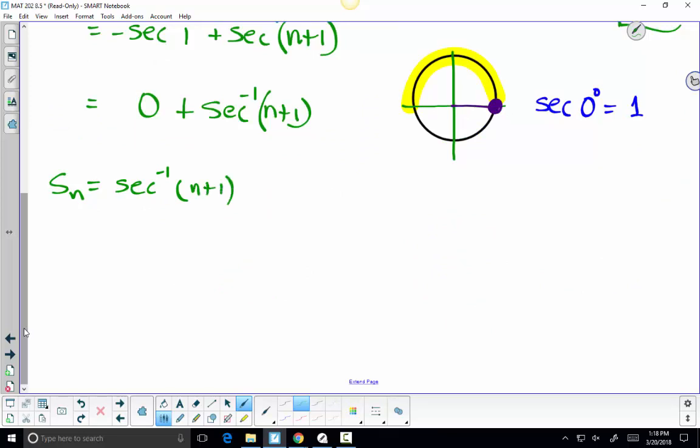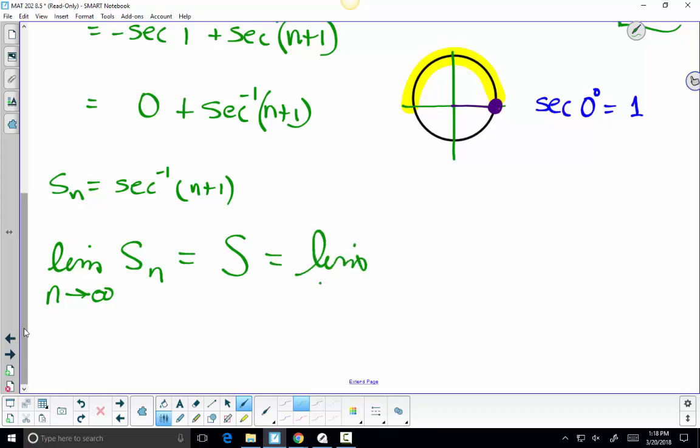Now, if the series converges, it's going to converge to the limit of S sub n. The sequence of partial sums converging means the series converging. So we take the limit as n goes to infinity of S sub n, that will be S. Now we have to take the limit as n goes to infinity of inverse secant. So we need to know what inverse secant does as n goes towards infinity.